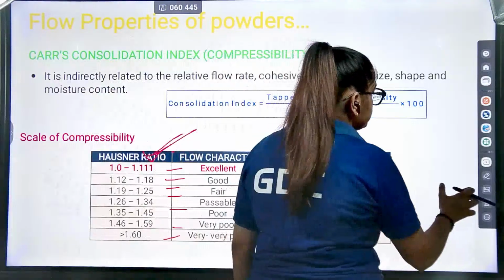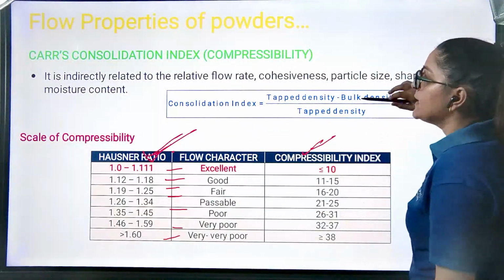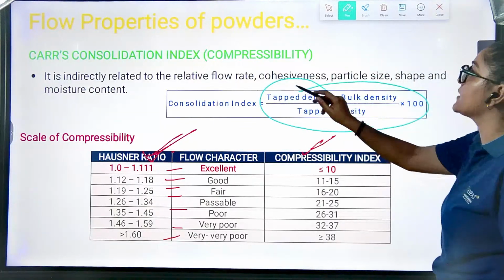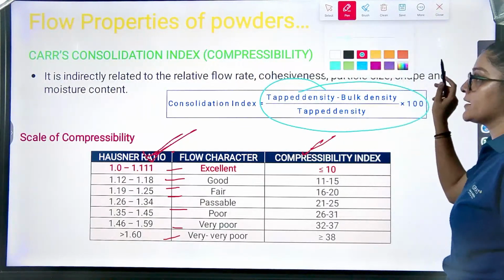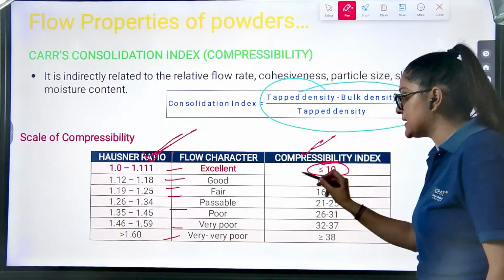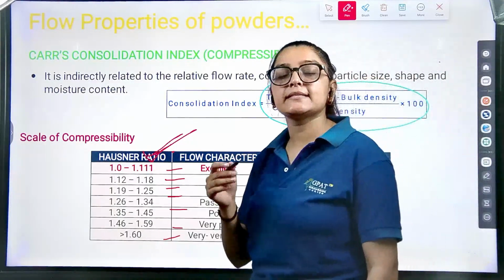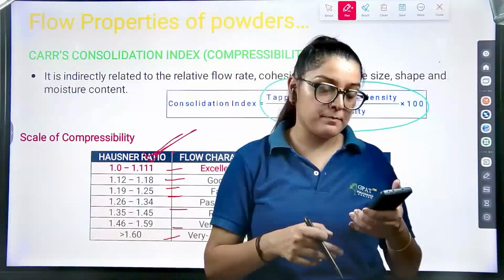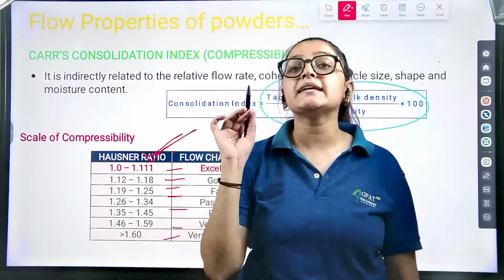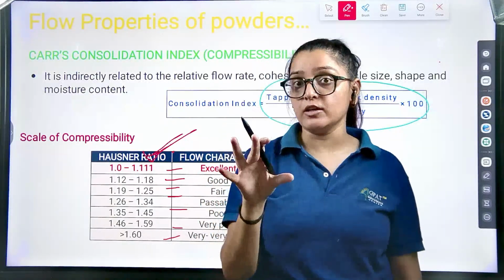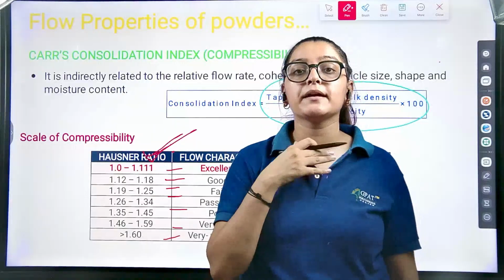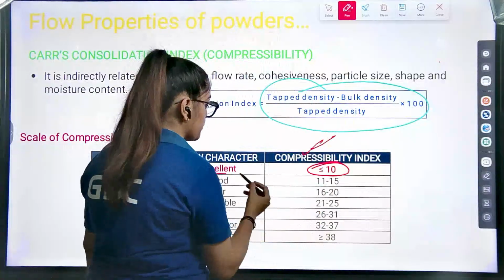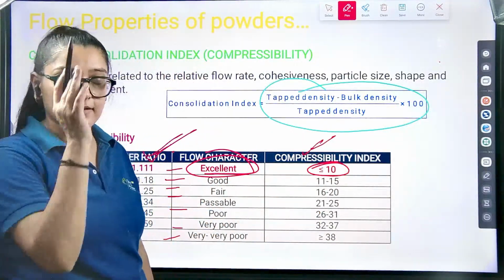So number 1, Carr's index, or the compressibility index, is (tap minus bulk) upon tap into 100, right? If the value is less than or equal to 10, you already know how you are going to remember this. See, we say we are 10 on 10, right? So whatever is 10 on 10 is excellent. If I am getting 10 on 10, that means I am an excellent student. So 10 on 10 is going to be the excellent flow character, right?